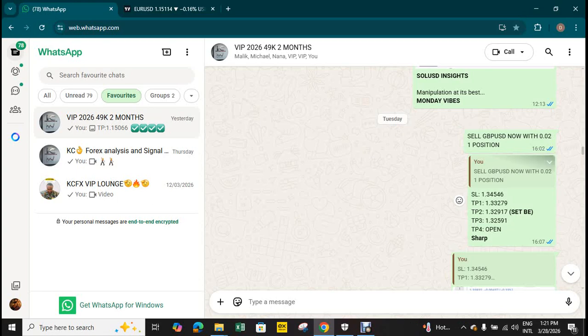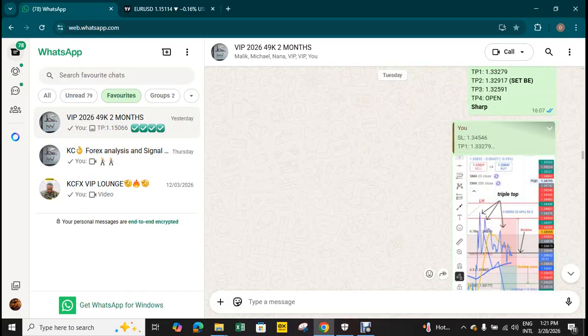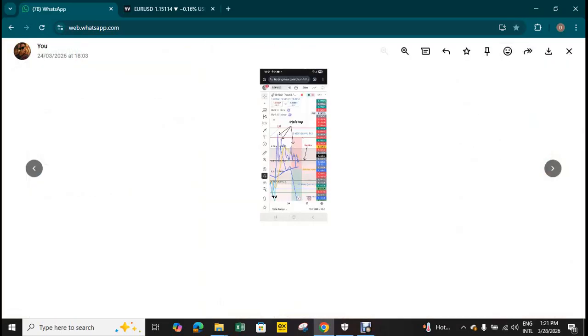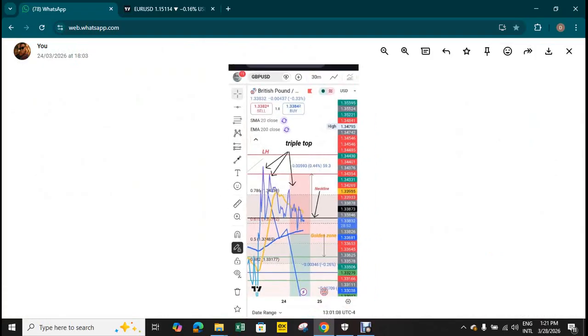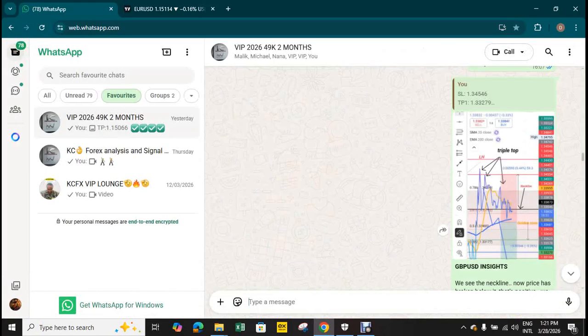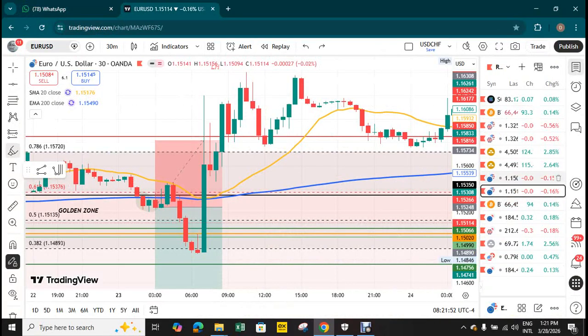I gave us a sell, SL, TP1, TP2, TP3, and TP4 open. I gave this for us. I also gave us this. I explained this, that we have a triple top there and a neckline. All this I explained to us on the VIP. So I'm going to go to the chart so we could break it down over there.